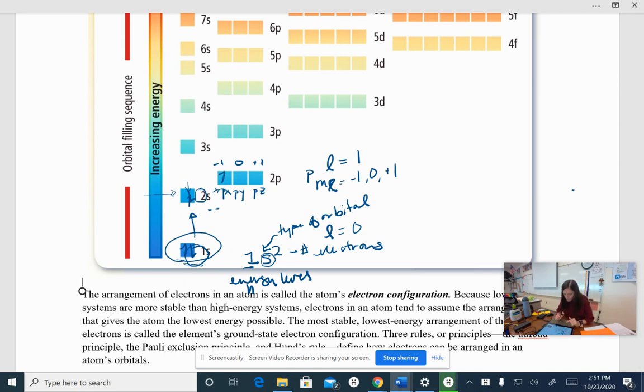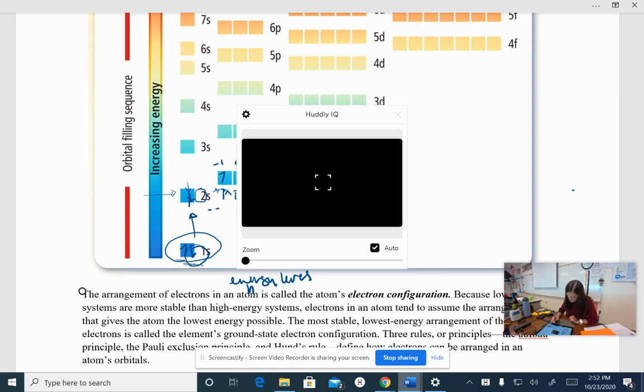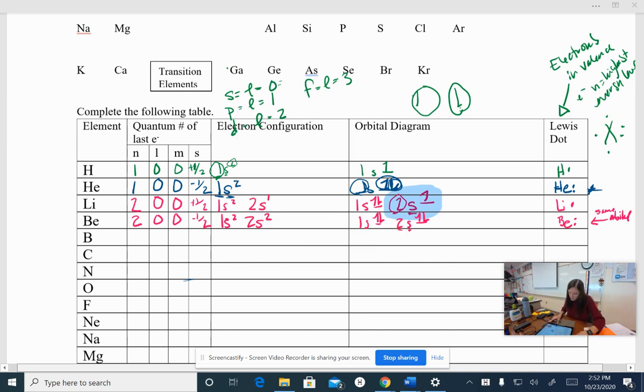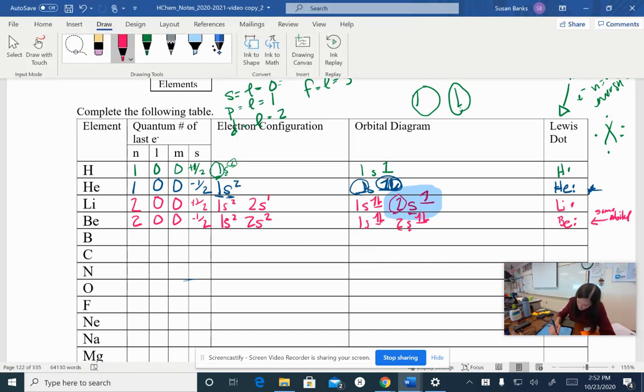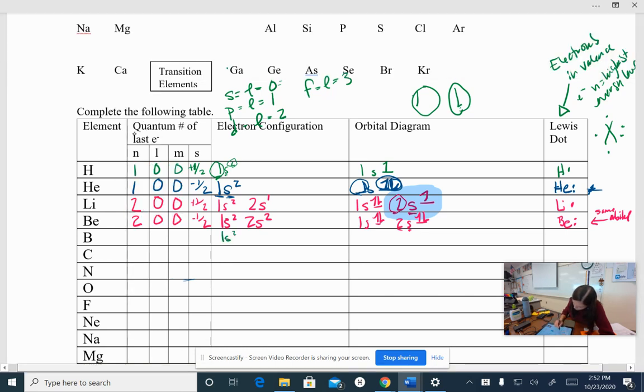Okay, so we're going to have 2p now. Okay, and our first orbital is -1. So let's look at that. So I now have, let's change the color here. I now have 1s2, 2s2, 2p1. So my orbital, 1s, up and down, 2s, up and down, and 2p.